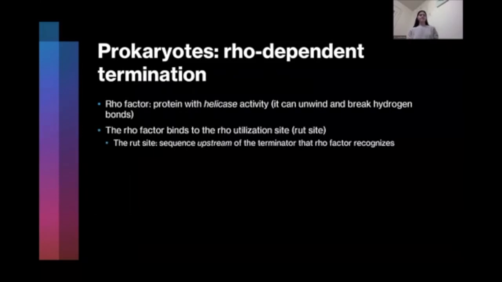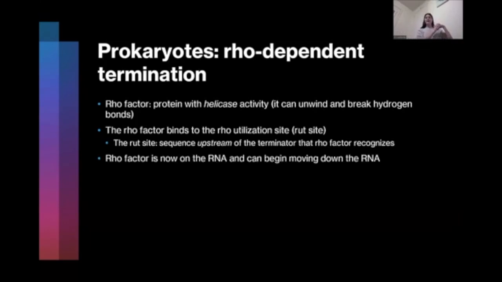So there's going to be something called the rho utilization site, or the RUT site. And this is a sequence that's upstream or ahead of the termination sequence. So if you have your RNA, there's a sequence just kind of in the middle that's called the RUT site. And if rho factor is floating around, it's going to see the RUT site and bind. Once it's bound, it can move up the RNA and start going towards your RNA polymerase.